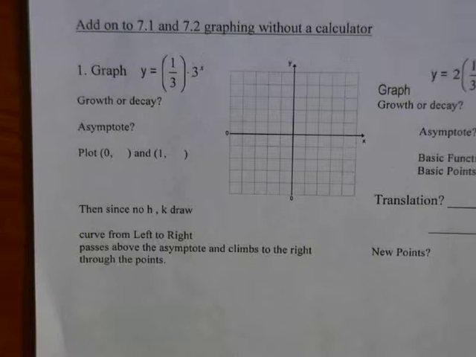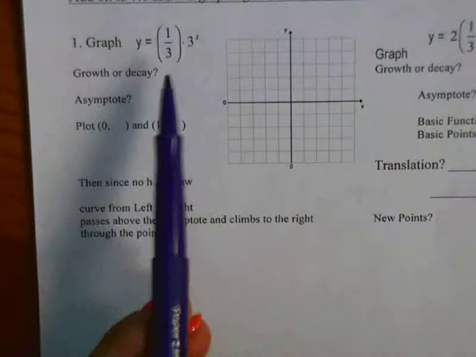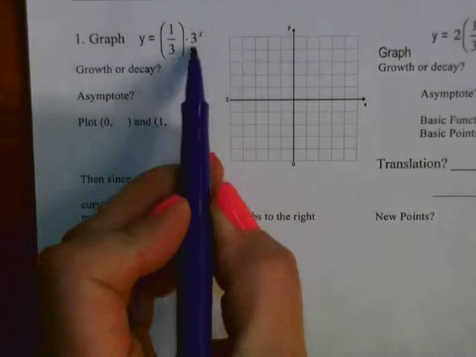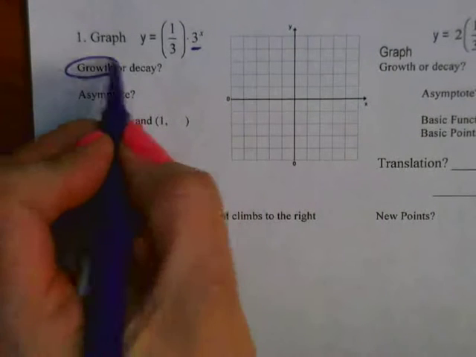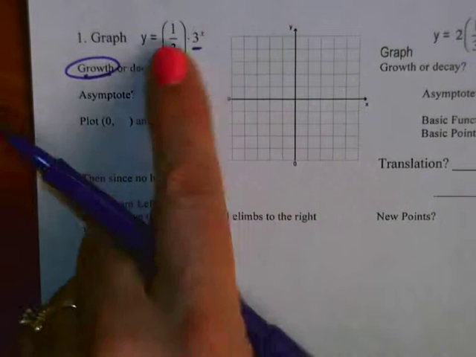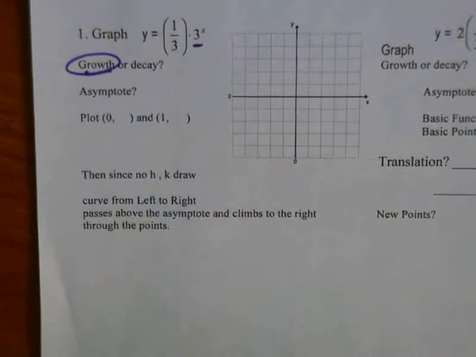All right, so let's say you're told to graph this equation. First of all, is it growth or decay? Decay. No, that's growth. Be careful. You look at the base number. The base number is the 3. So it is growth, okay? Is there a k in this function? No. So what's the asymptote? 0.